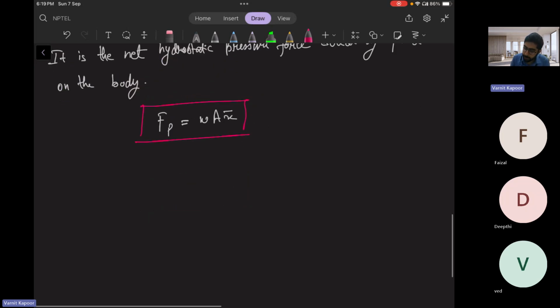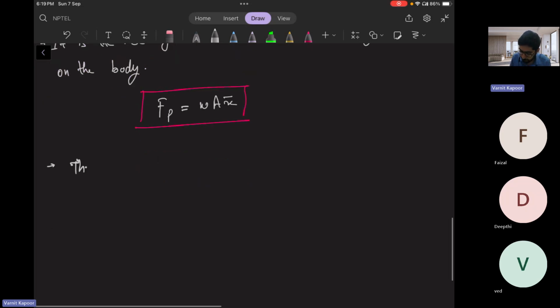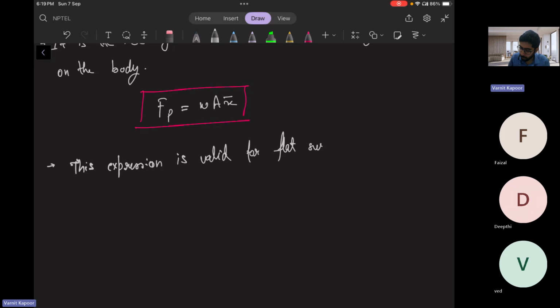I'll write here: this expression is valid for a flat surface in any orientation, not a curved surface. For a curved surface, we will deal with it separately.